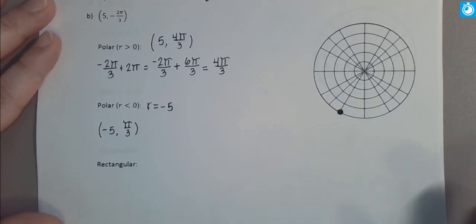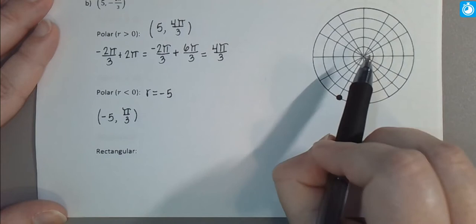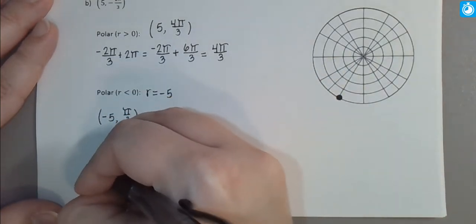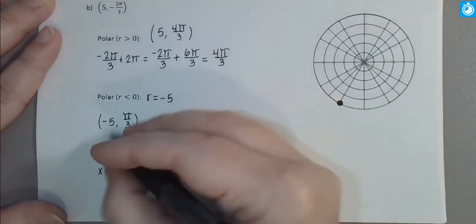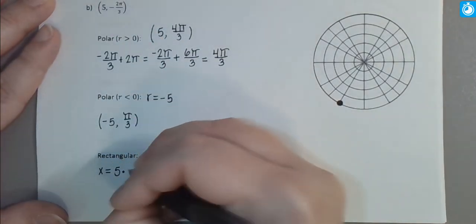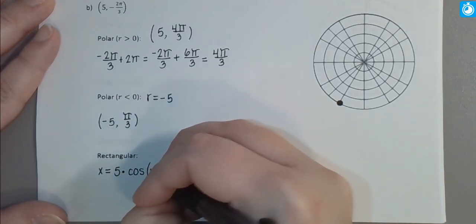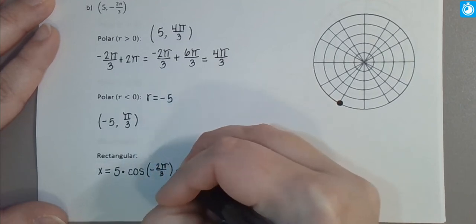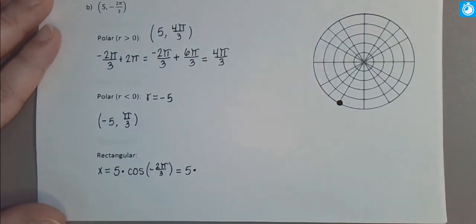And now let's find our rectangular coordinates. Now, because this point is in the 3rd quadrant, we know the x should be negative and the y should be negative as well. So x is going to be r times the cosine of theta, so our r is 5, times the cosine of negative 2 pi over 3. So what is the cosine of negative 2 pi over 3?